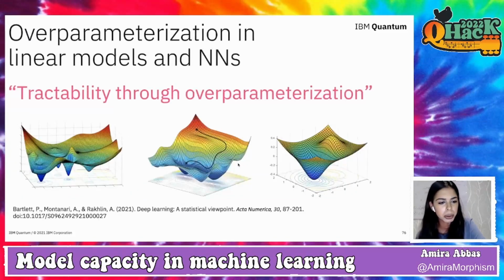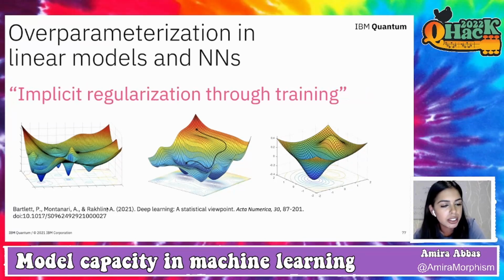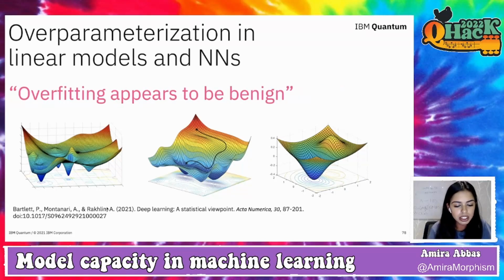For example, I'll point you to this paper here. Things start to become tractable when you overparameterize, and things become easy again: the optimization problem starts to become tractable. There is also what we believe is happening in deep nets, implicit regularization that happens through training. And lastly, this notion of overfitting actually doesn't become harmful in certain situations with these deep nets. We say that this overfitting is benign, meaning it's not harmful, but nor is it helpful. And so, will overparameterized quantum circuits exhibit the same behavior?